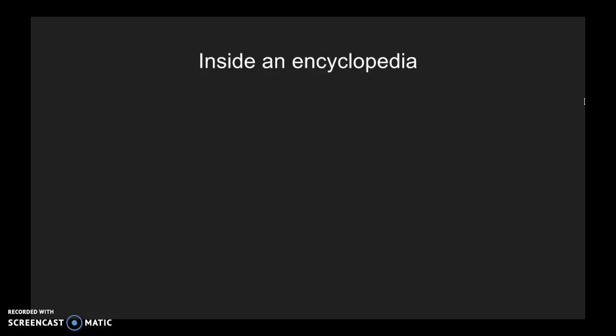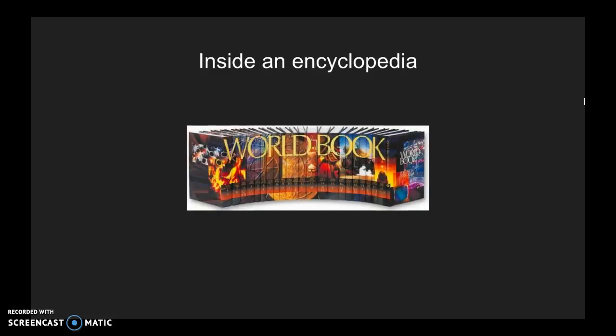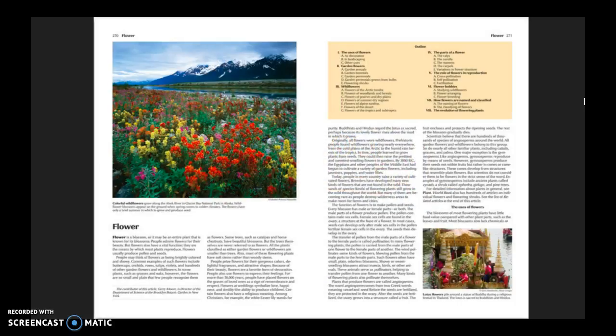Let's take a look inside an encyclopedia now. Well, first of all, I would need to decide which book I would pull out of the encyclopedia set. In this example, I'm going to look for the word flower. And since that starts with F, I'm going to pull out the encyclopedia that has words that start with the letter F. This one right here. And here I found the page on flower.